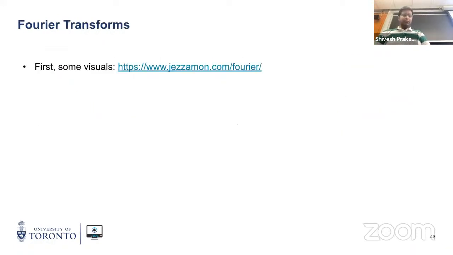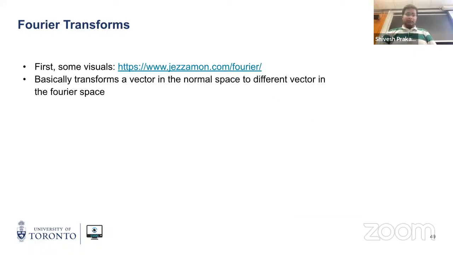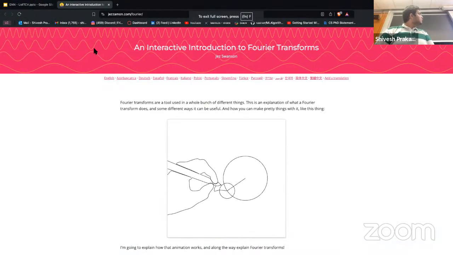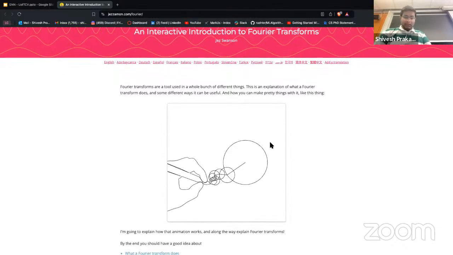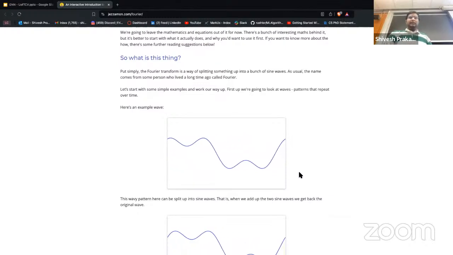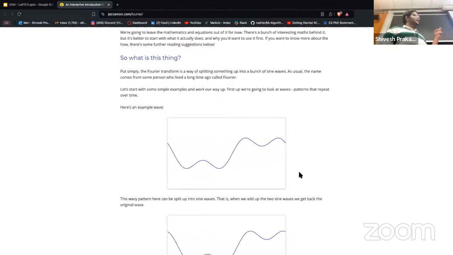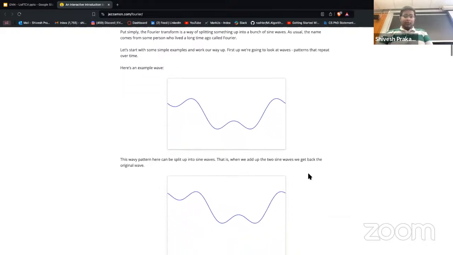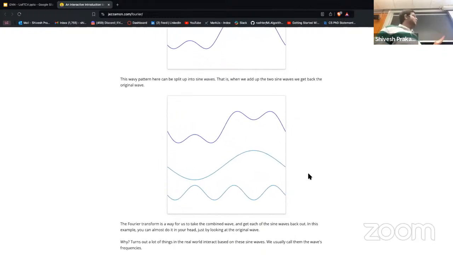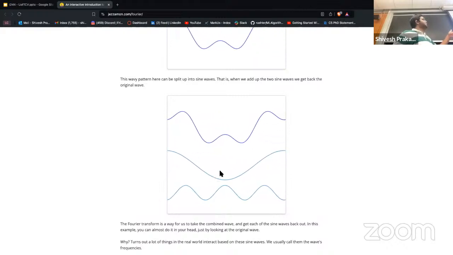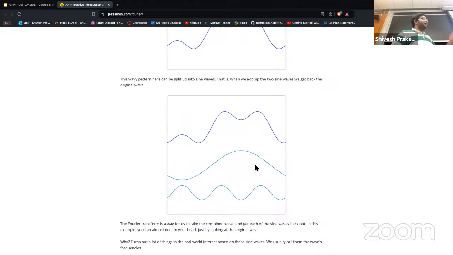Now let's talk a bit about Fourier transforms. First, I'd like to give a bit more visual understanding. So what Fourier transforms are basically, let's say you consider this particular wave. Again, you can just think of it as a function or a particular vector of values in a way. What we want to do is break it up into different sine waves. For example, this wave over here can be broken up into these two sine waves, which we can just add to get back this value.